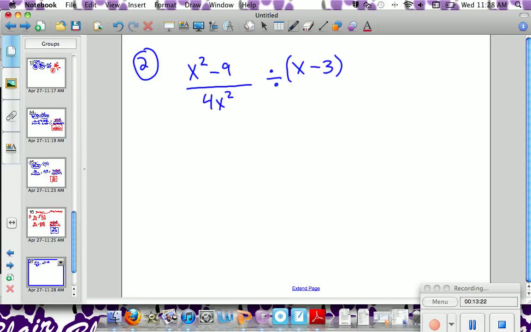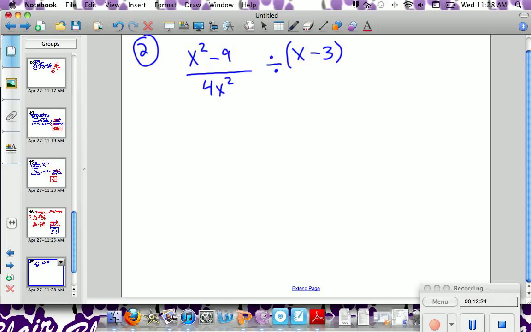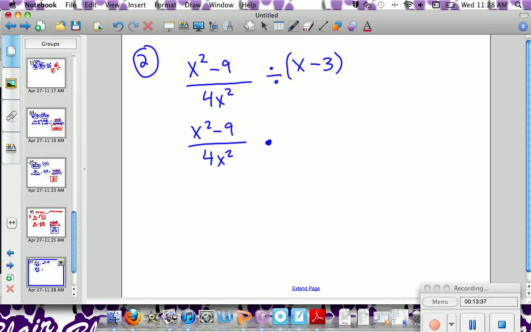Here's our last division example. Remember, when we're dividing, we're multiplying by a reciprocal. So I'm going to say x squared minus 9 all over 4x squared multiplied by, and then I find the reciprocal. If it's not already in a fraction, I want to make it in a fraction. X minus 3 is the same thing as x minus 3 over 1. That means the reciprocal is 1 over x minus 3.